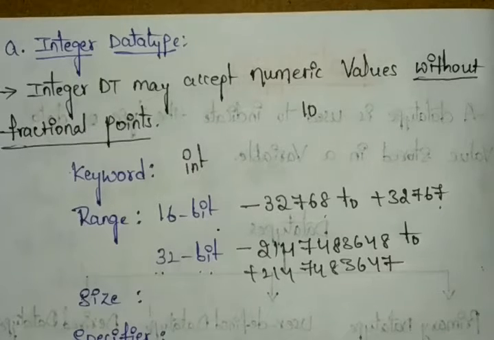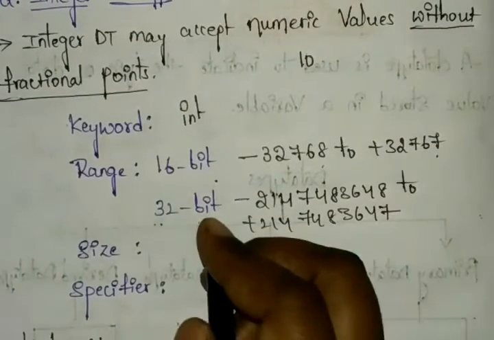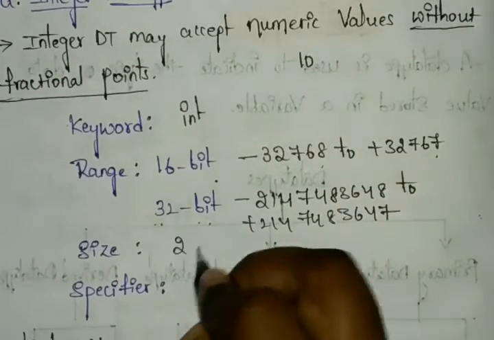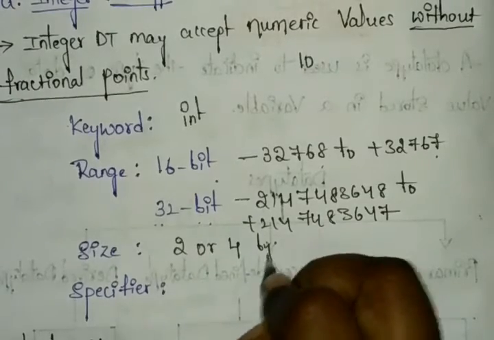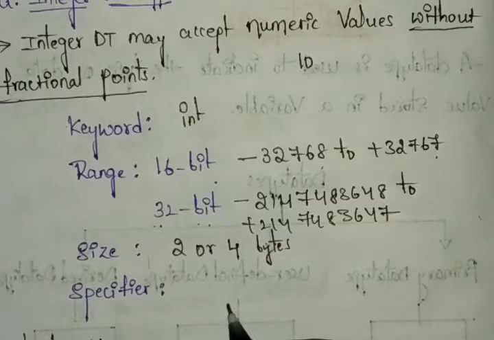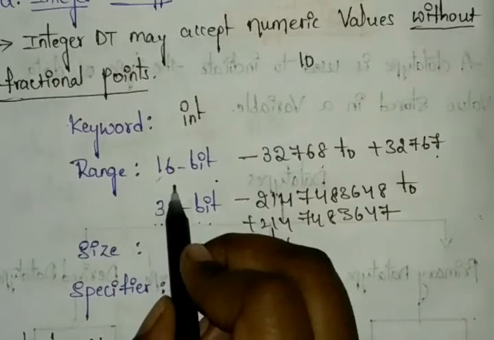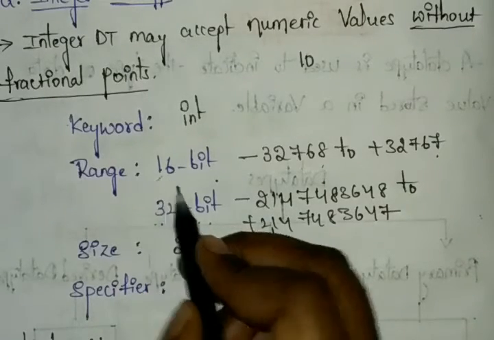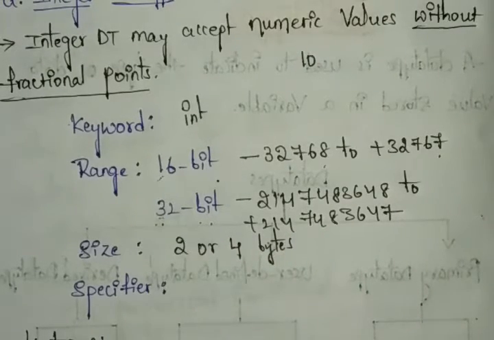Okay, so the integer data type will accept a size of 2 bytes of memory, or 4 bytes of memory. Why? Because 1 byte equals 8 bits. Here we have the 16-bit computer, right? So 16 bits means 2 bytes of memory. 32 bits means 4 bytes of memory.